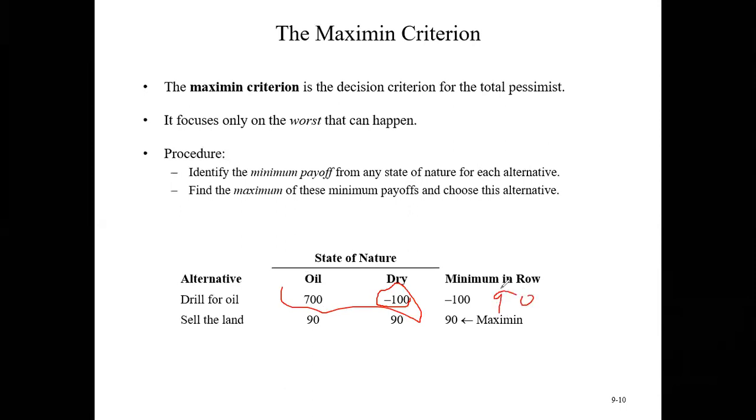Or negative 100,000 versus 90,000, and basically the Maximin approach says compare those two values, and of those two minimums, which one is the higher value? That becomes the approach that we're going to go with. Okay, so in this case here, we have a higher value for selling the land, so conservatively, let's go ahead and sell the land rather than drilling for oil.